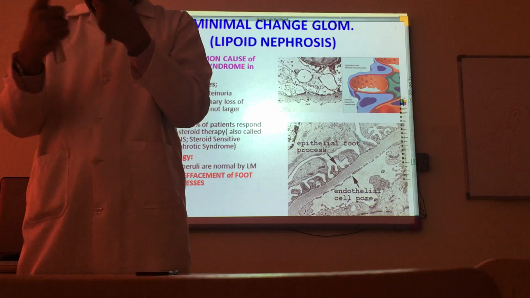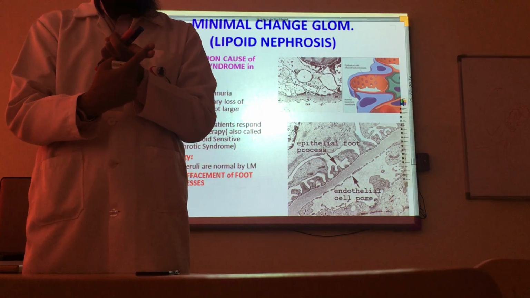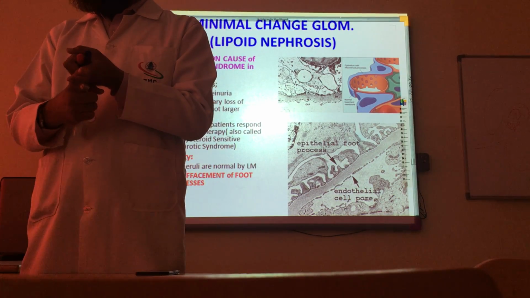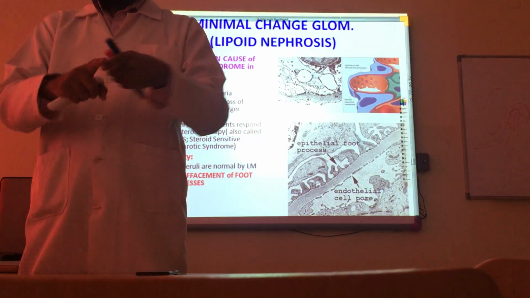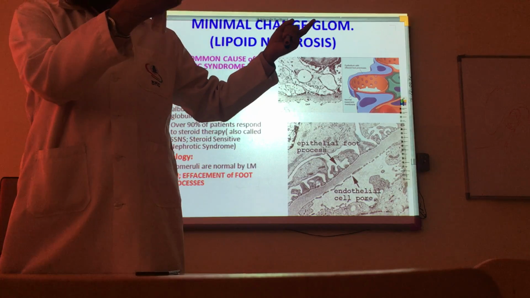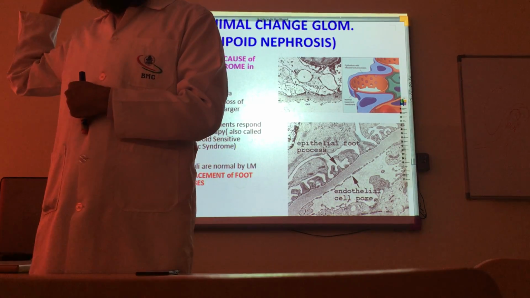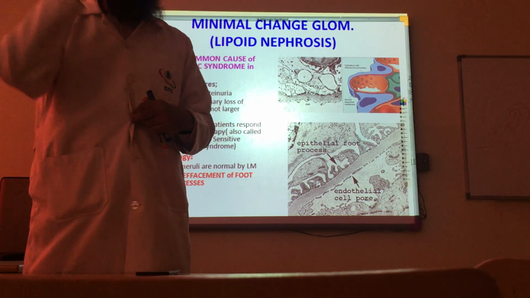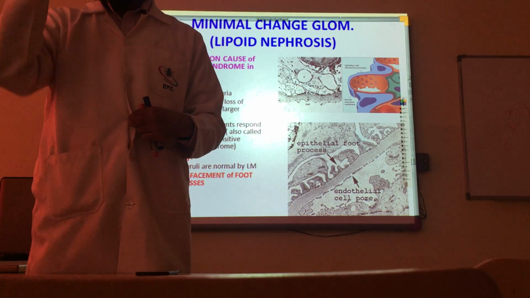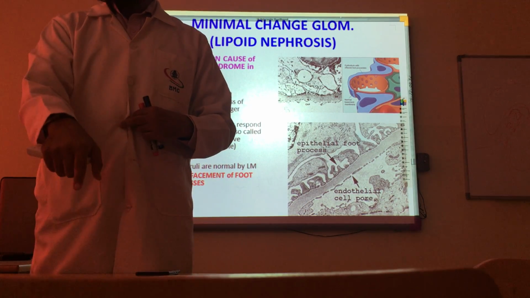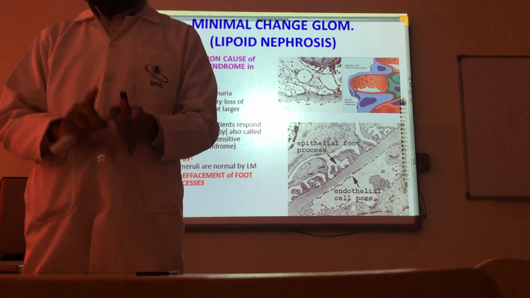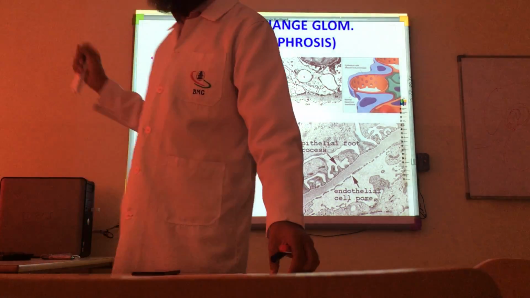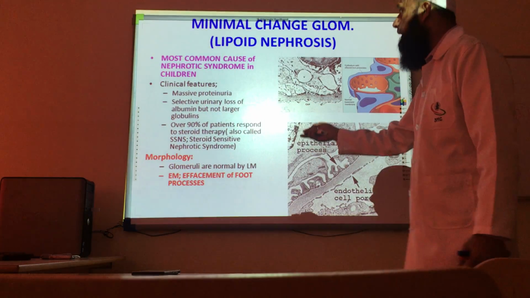What are the other proteins? Globulin, and other plasma proteins. They can also be lost in non-selective proteinuria. But in this case the proteinuria is selective, allowing only albumin into the urine, while larger protein molecules like globulin will not be seen in the urine. So that is one of the differentiating clinical concepts.